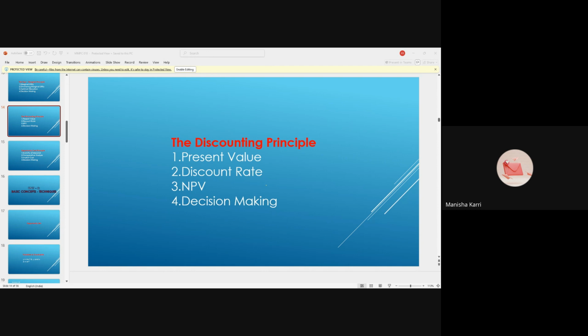So overall, the discounting principle is a key concept in finance and economics which helps to quantify the value of future cash flows and make informed decisions about investments and projects. Okay, this is nothing but the discounting principle.